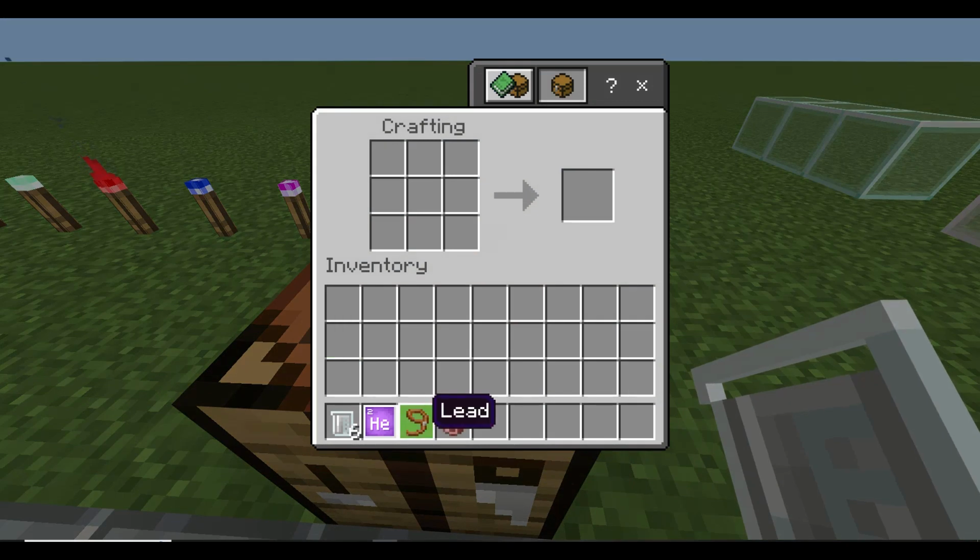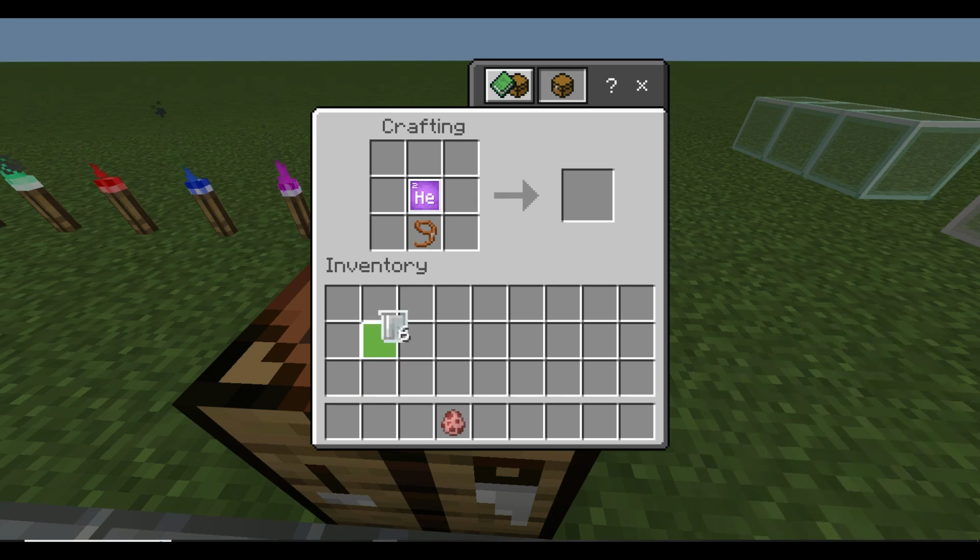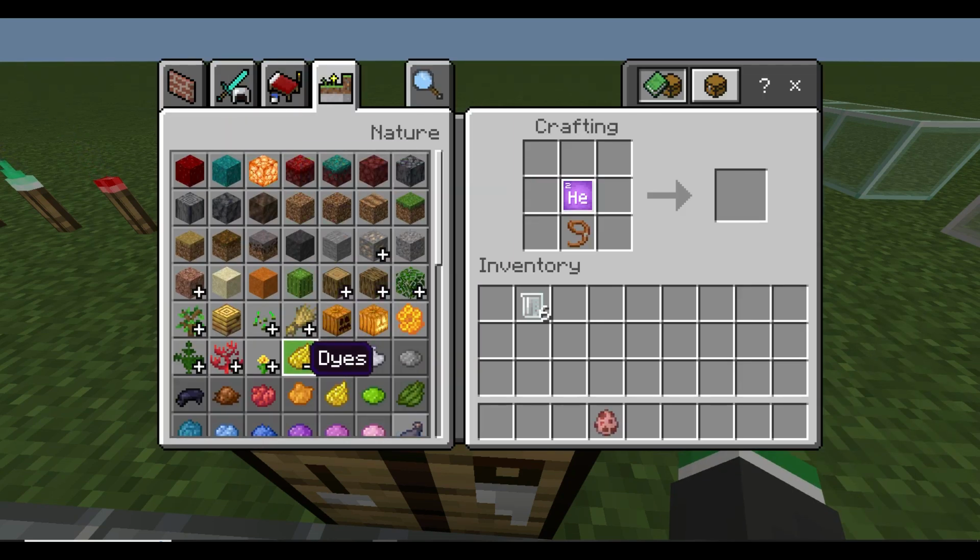To make balloons, you need to put a lead at the bottom, helium on top, and you also need some dye, any dye of any color you want. I'm gonna choose gray.